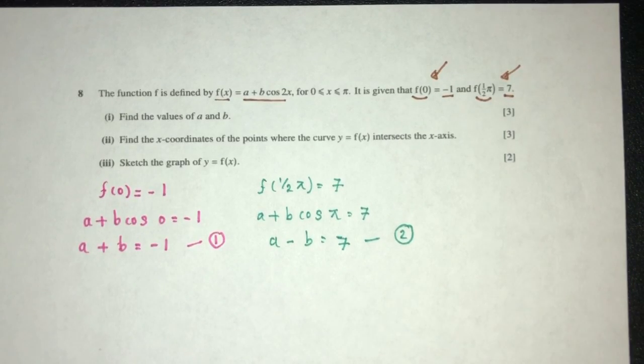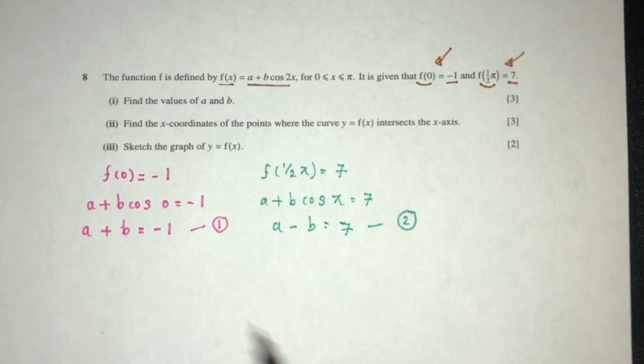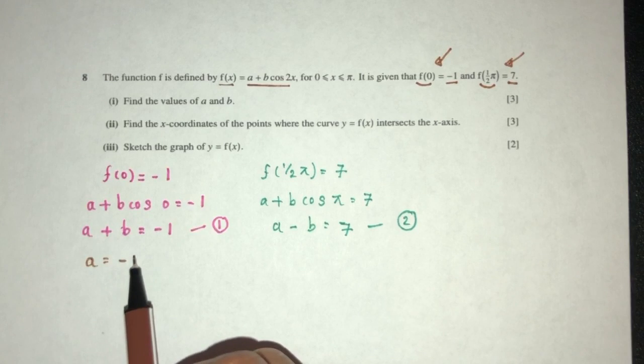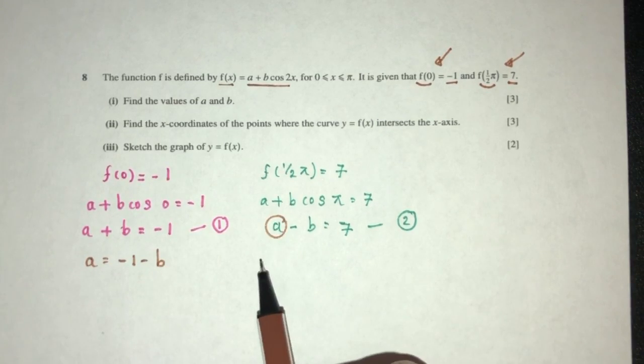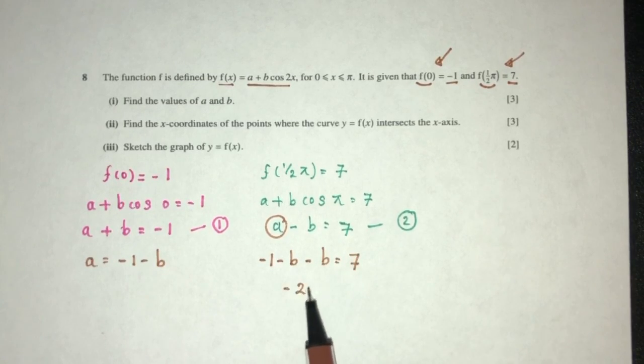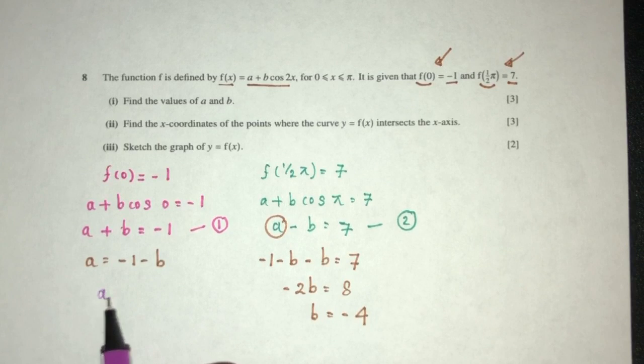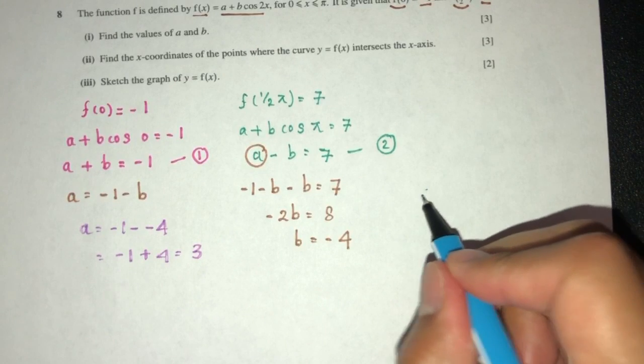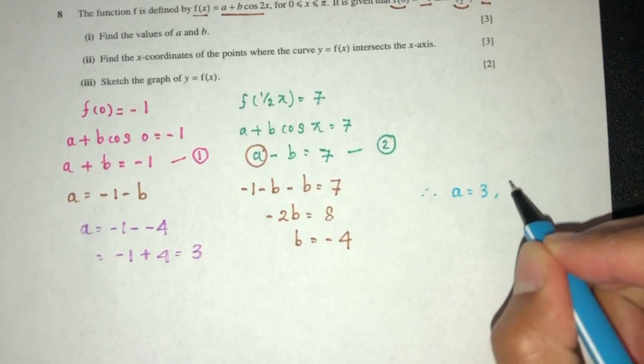As you can see, we have two unknowns and two equations that we can use, so obviously we can solve this simultaneously. So let's make a the subject: a equals minus 1 minus b. Replace here, you will have minus 1 minus b equal to 7. That will be minus 2b has to be 8, so b has to be minus 4. Now a will be minus 1 minus minus 4, that is minus 1 plus 4, and that will give you the value of 3.